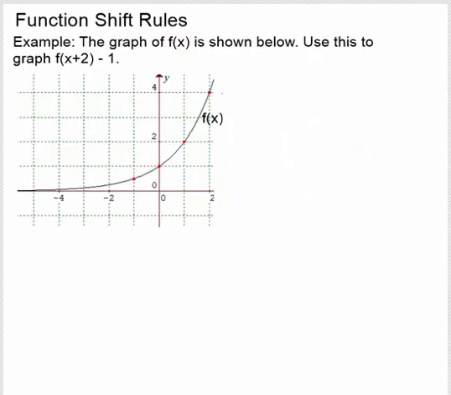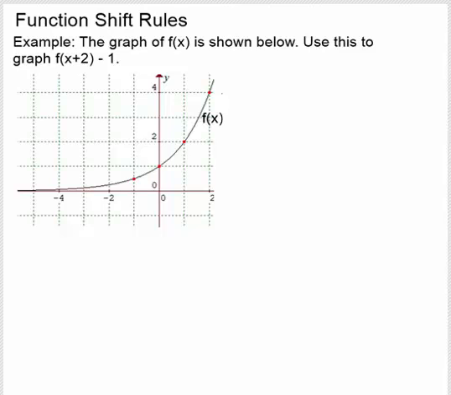In this last example, we're going to shift the graph of a function using the function notation. We're given the graph of f of x below. We don't know what the formula is, we just have the graph. But we're going to graph f of x plus 2 minus 1. Well, f of x plus 2 means replace each x with x plus 2, and then we subtract 1 from the formula. Well, this equates to the function shift rules of shifting left 2 and down 1.